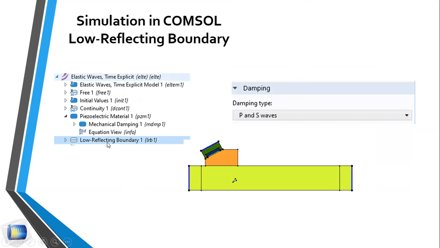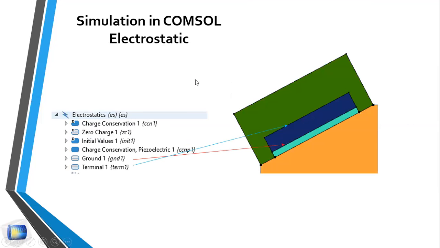Also, we should use the low reflecting boundary on this boundary and this boundary, and choose the damping type PNS. I don't have time to explain this option. You can study it in the documentation. And we apply the terminal and the ground on the top and bottom surface of the piezoelectric.